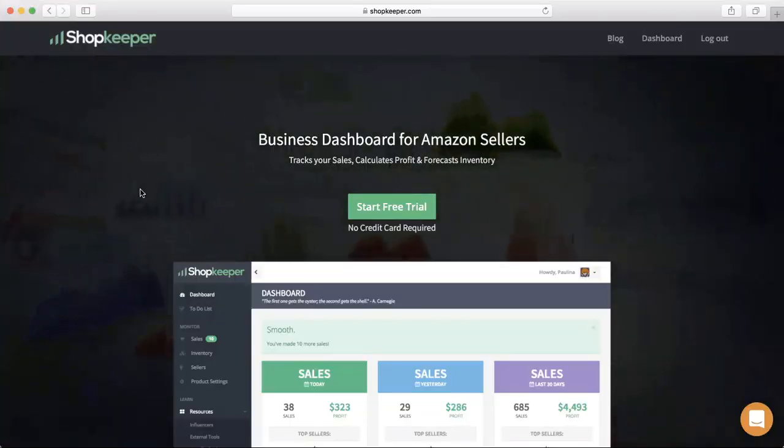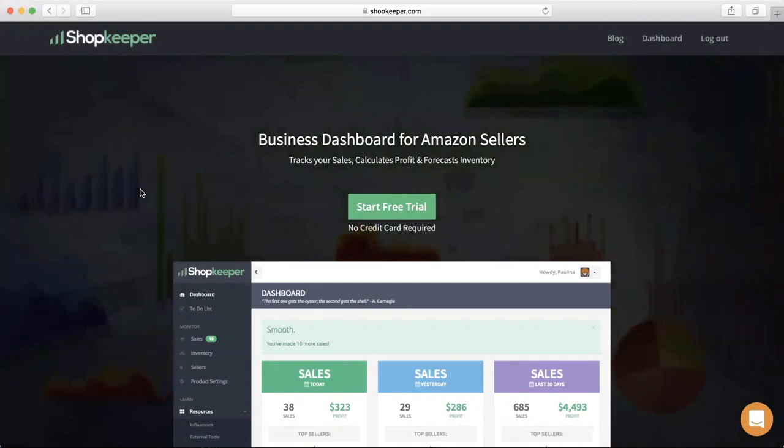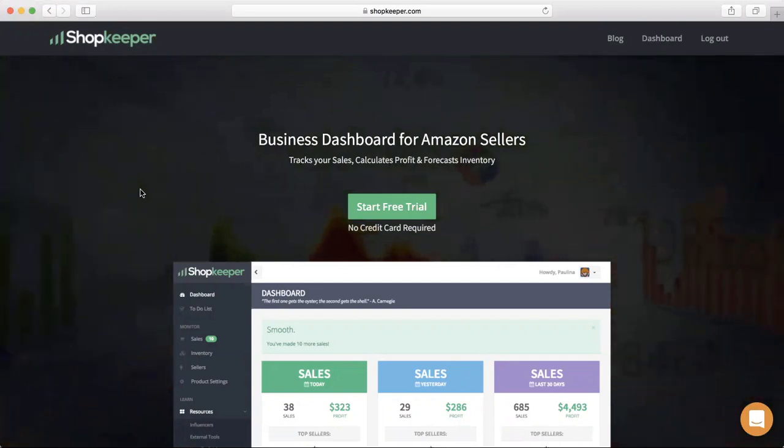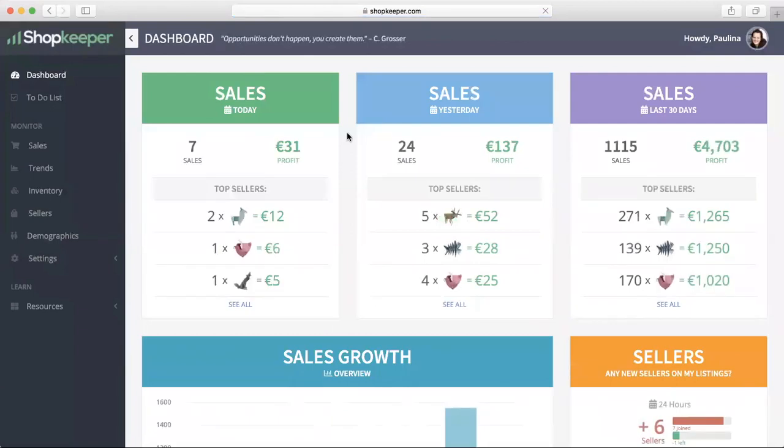So you know that Shopkeeper is a business dashboard, and you probably know a few other tools that are also business dashboards. And if you're not familiar with other business dashboards in the world and you don't know what it's so good for, it might be a little bit confusing when you log in to know what exactly to do there, right? Most people that are new to this type of dashboard, they log into their account and they see sales was automatically calculated. The profit is 31 euros today. Yesterday, 137 euros. And over the last 30 days, that much profit was made, right?